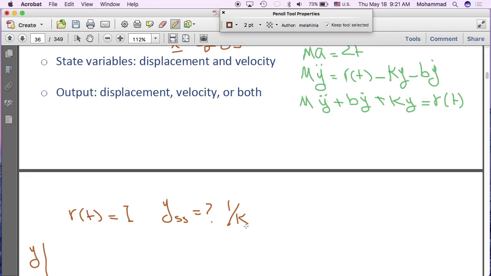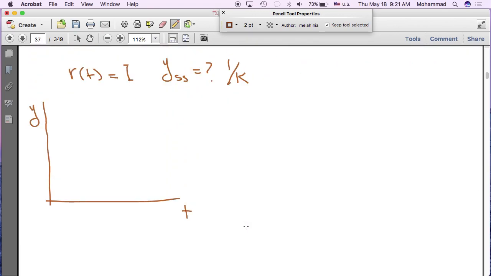Okay, so we know that this system will settle at 1 over k. So that's what we know. At the end, the system would be at 1 over k value for y. But we want to know how it will reach 1 over k.